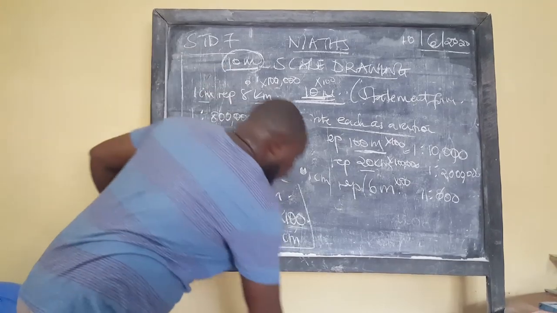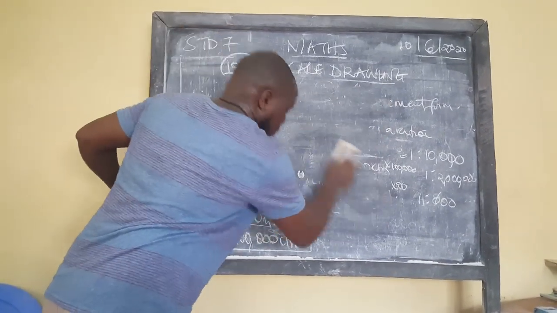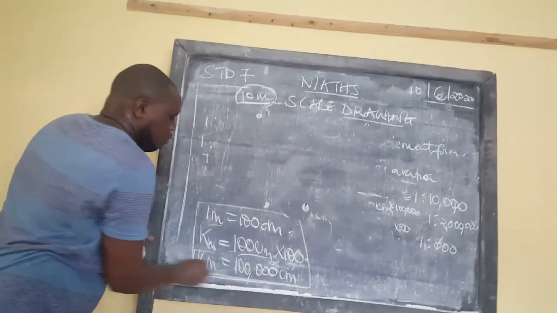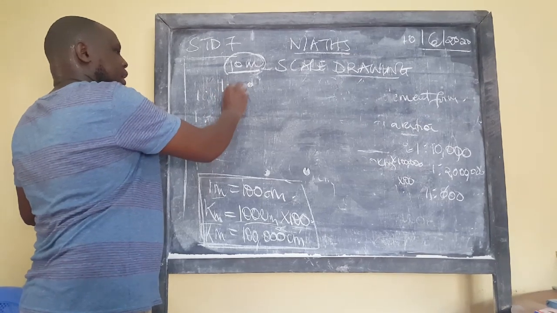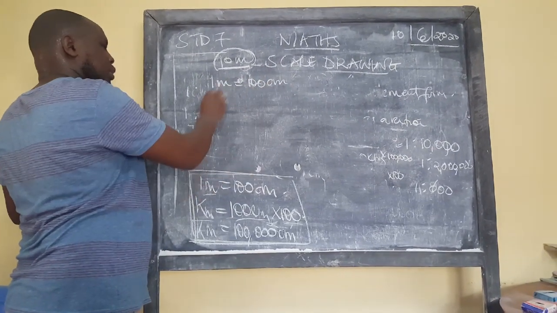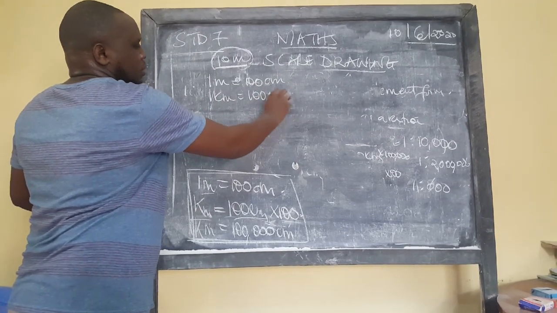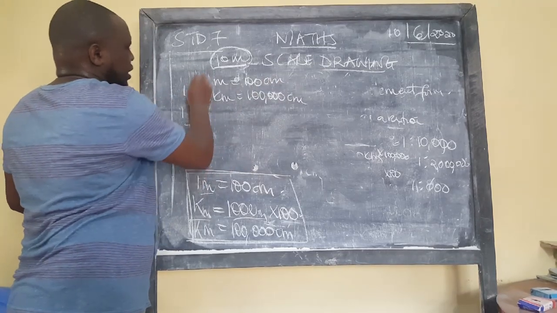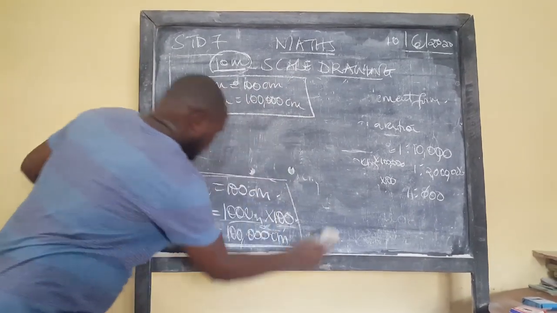So there's a lot of work for you to be done, but this one must be written. You write it in your book before you start the work. That 1 meter is equivalent to 100 centimeters, and then 1 kilometer is equivalent to 100,000 centimeters. Very, very important. So that you'll be using it to change into the other units.